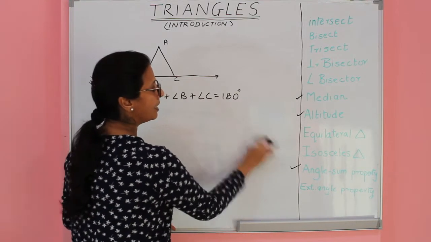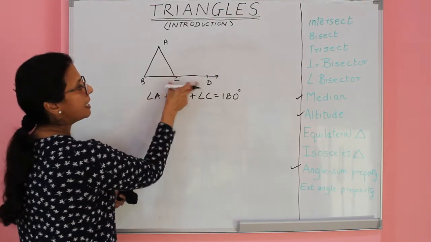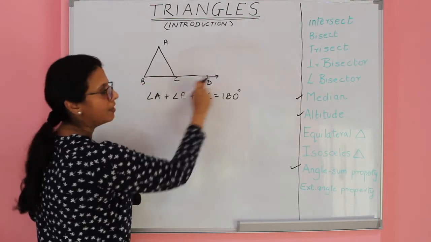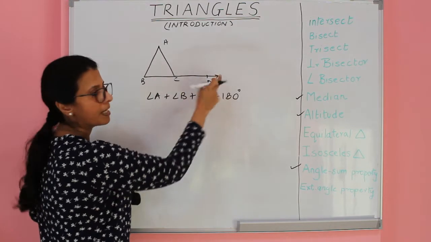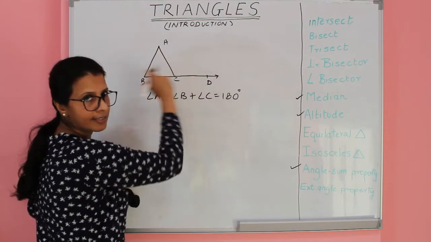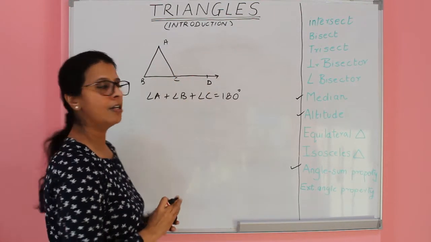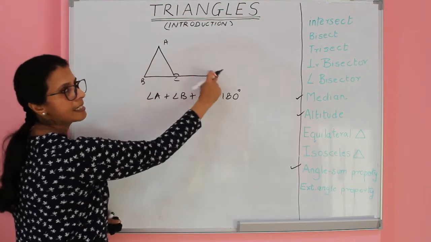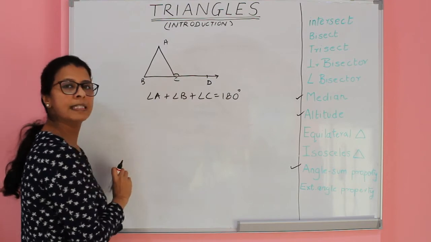So over here, if I write this as D, my CD is the extended part of BC. BC I am extending so that BD is the whole extended line. So my angle formed has one extended side and one side of the triangle. Only then the angle formed is the exterior angle of the triangle. So what is the exterior angle property? The exterior angle is equal to the sum of the two opposite interior angles.